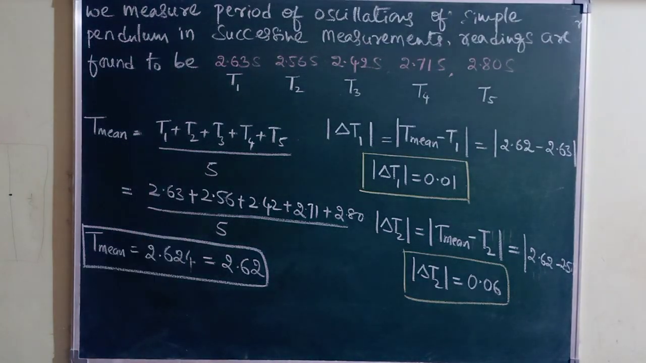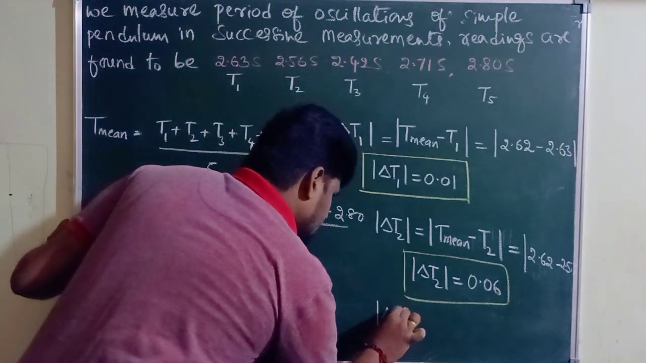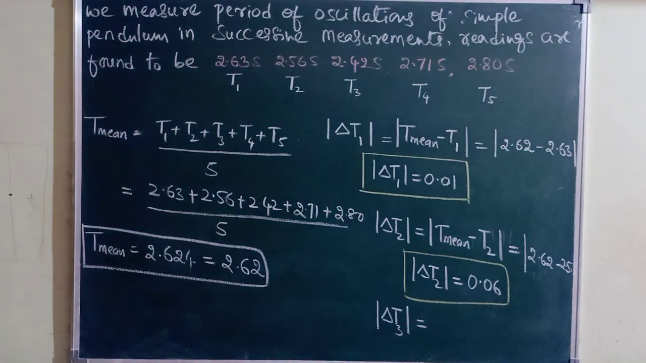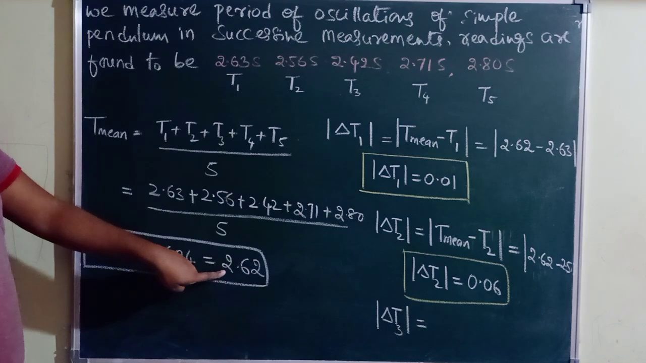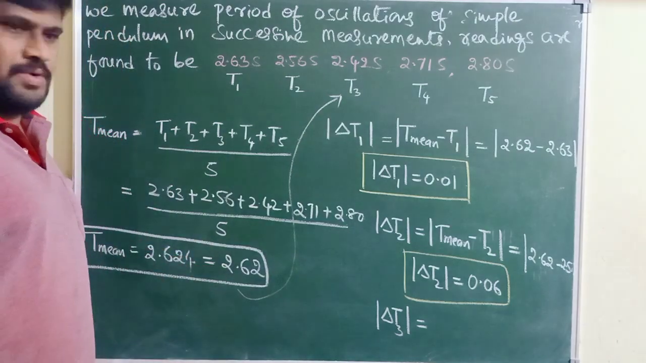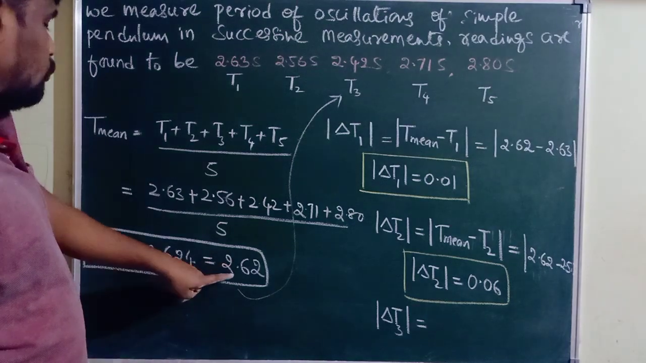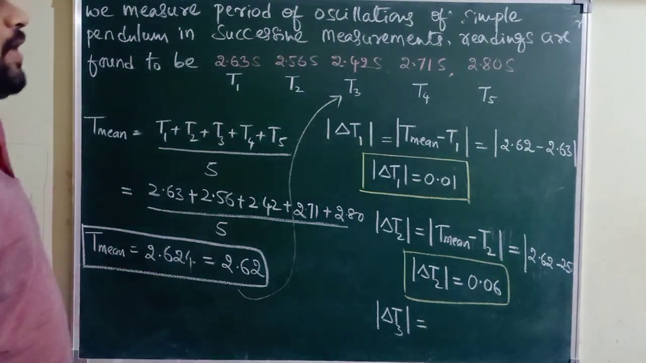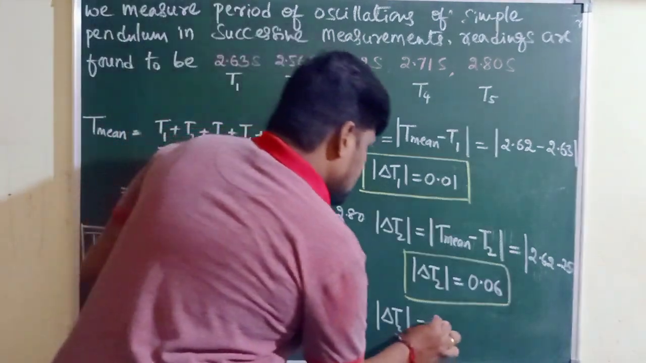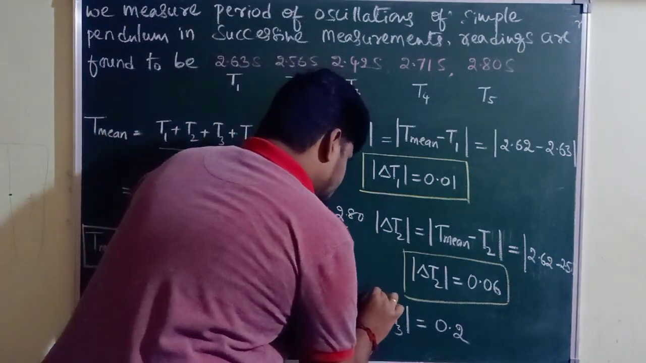Similarly, how to calculate the absolute error in the third measurement? That is given by delta T3, which equals T mean minus T3. T mean is 2.62 minus 2.42. What is 2.62 minus 2.42? It will be 0.2. That is delta T3.